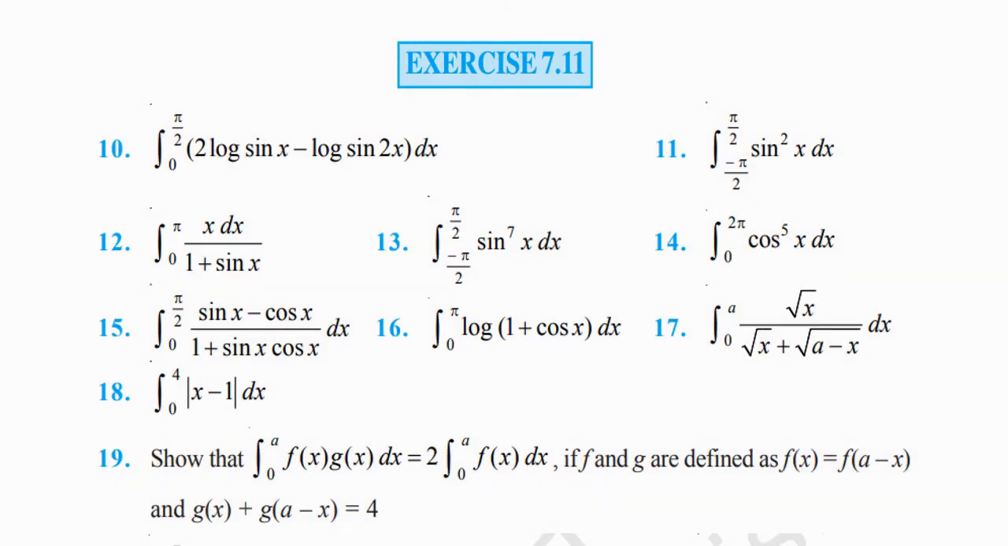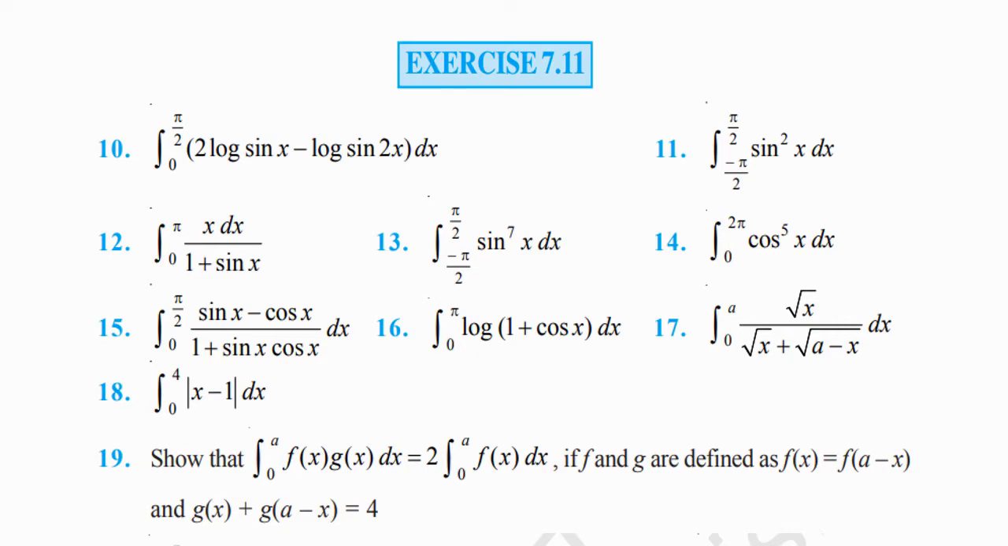In the part 1 video, we discussed how to solve questions 1 to 9, and the remaining questions are 10 to 19. In this video, I will be solving a few questions and the rest you have to try by yourself, which will give you more confidence.